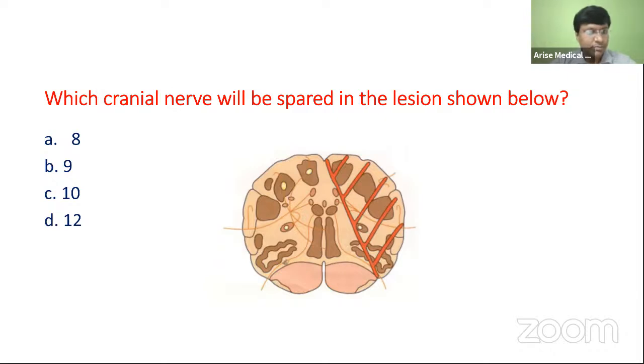Right. So now, let me start back again. So this is a case of lateral medullary syndrome. All right. The other name of this lateral medullary syndrome is Wallenberg syndrome. Right, it is also called Wallenberg syndrome.